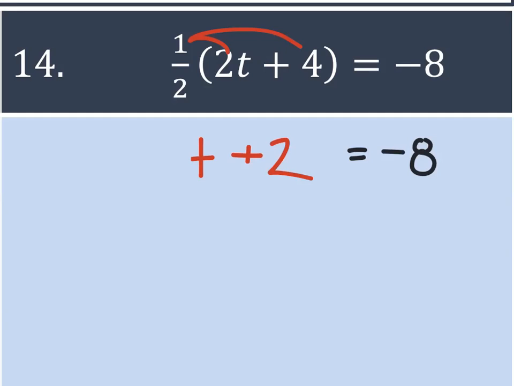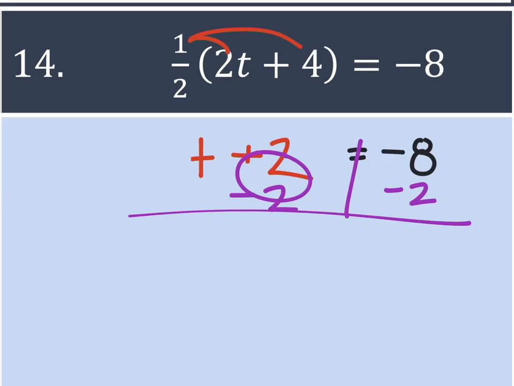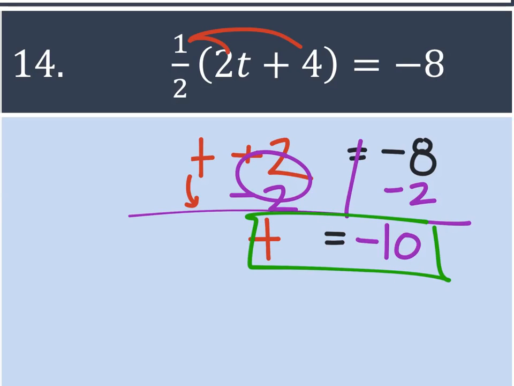So to isolate that t, let's get rid of the plus 2 by zeroing it out. So subtract 2 from both sides to zero that out. Drop your t, so this is going to give us the answer right away, because the coefficient of t is already a phantom 1. And negative 8 minus 2 is negative 10. Oh, I should check before I box it in. Let's check. 2 times negative 10 is negative 20, plus 4 is negative 16. 1/2 of negative 16 is negative 8, so it does check off.